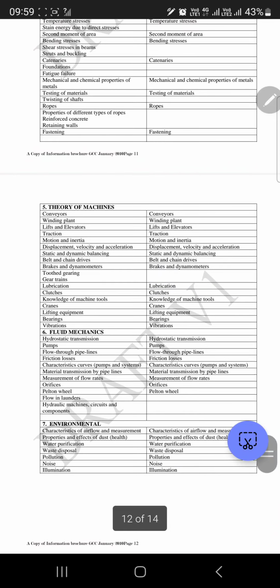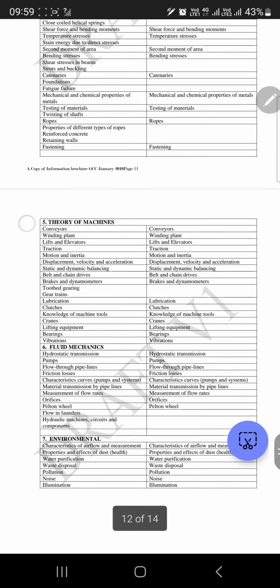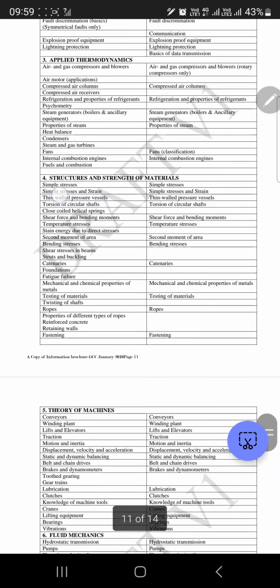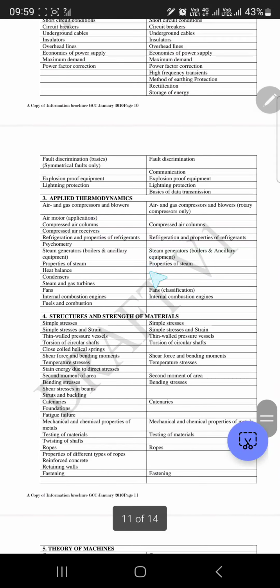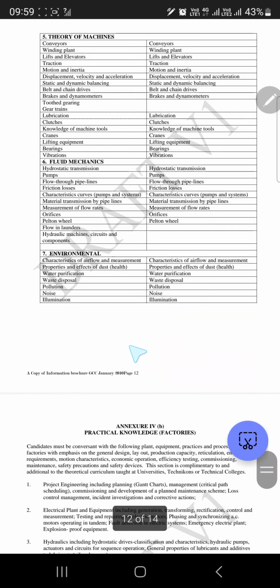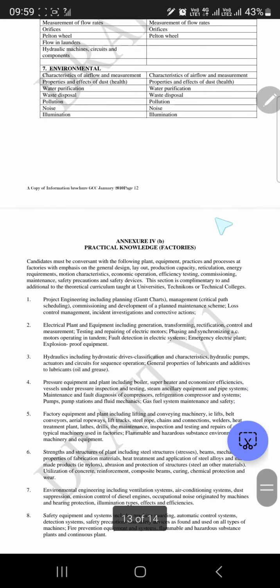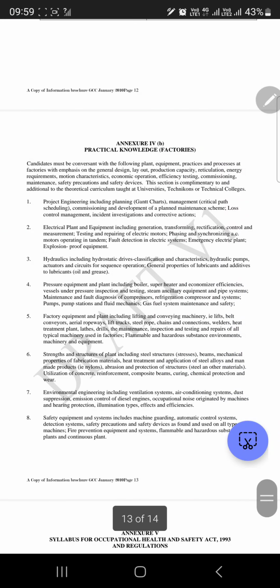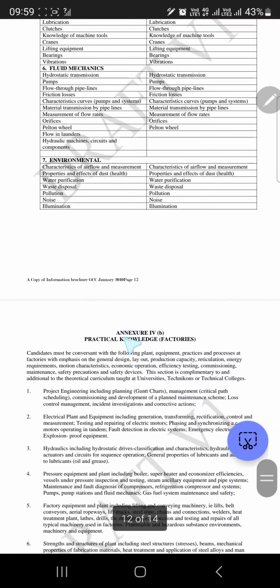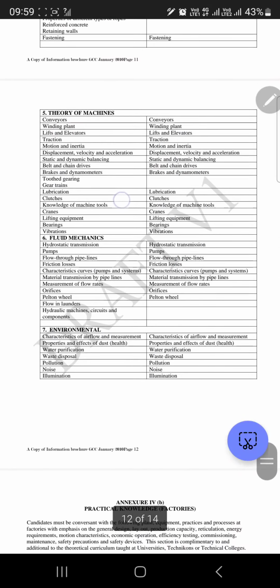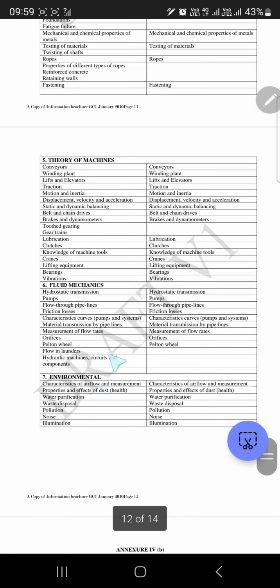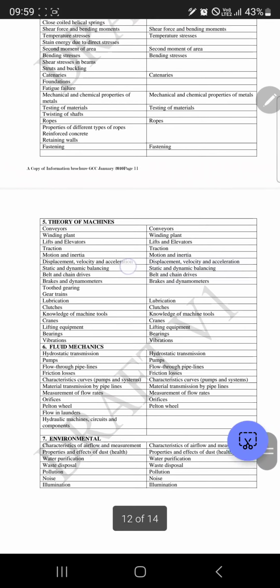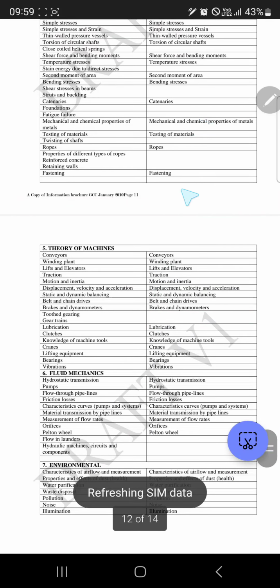And then these are the videos that I'm going to post now: the theory of machines, the strength of materials, and the applied thermodynamics. I will post some of them. So those who will be preparing on their own can use them, but those who need us to prepare together can contact me also. We can prepare together.